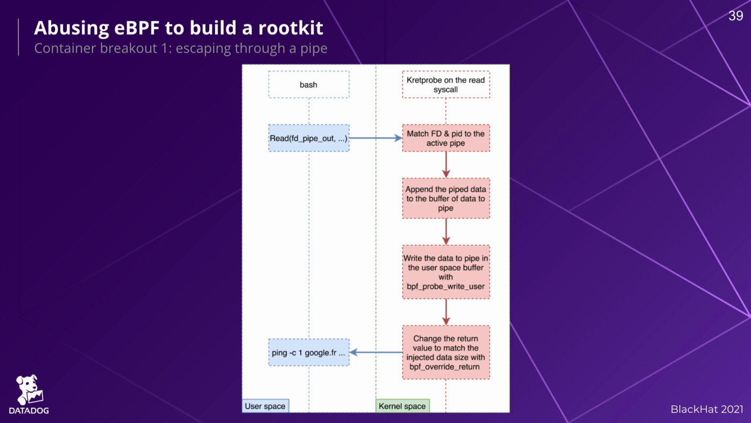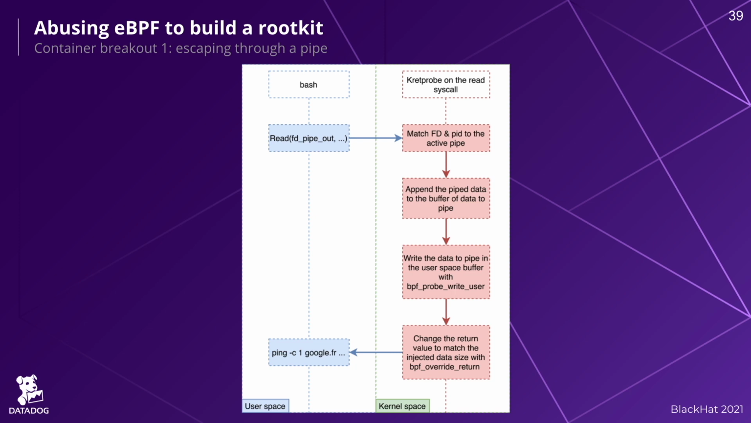On a more technical level, this means that we are going to send more data than what was initially written to the pipe. And to do so, we need to use the BPF override return helper. Unfortunately, this helper is only available to kprobes, and this explains why we have two variants of the rootkit. So if you want to have this feature, you would use kprobes.